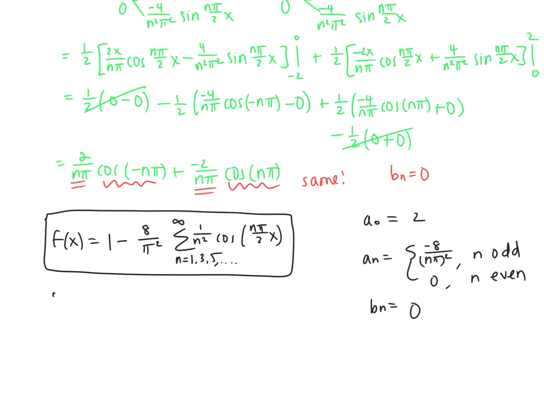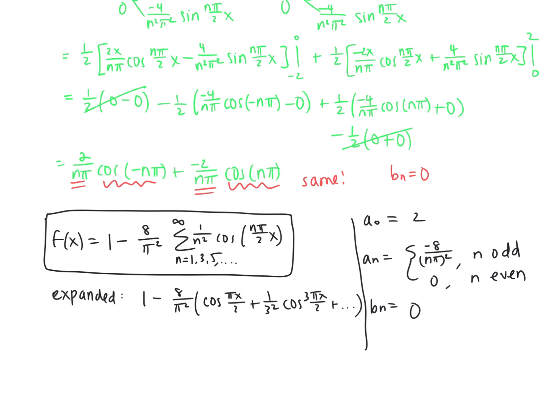So if we expanded that, we would get 1 subtract 8 over pi squared, and our terms would be cosine of pi x over 2 plus 1 over 3 squared cosine of 3 pi x over 2, so on and so forth.